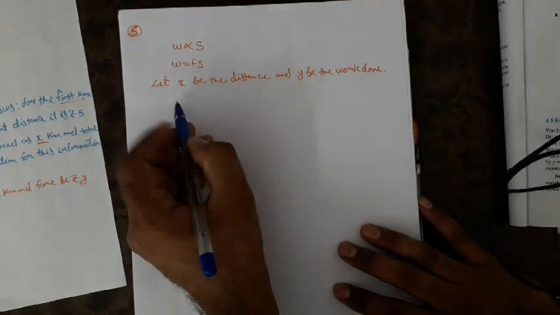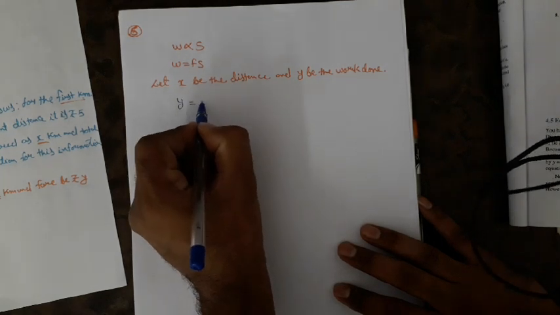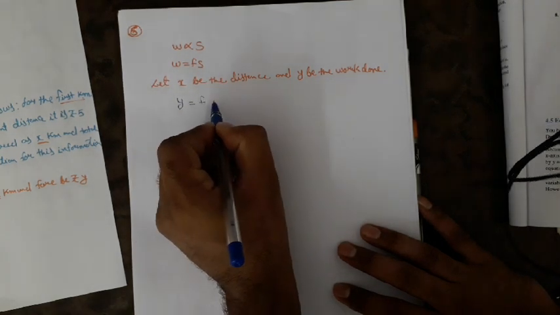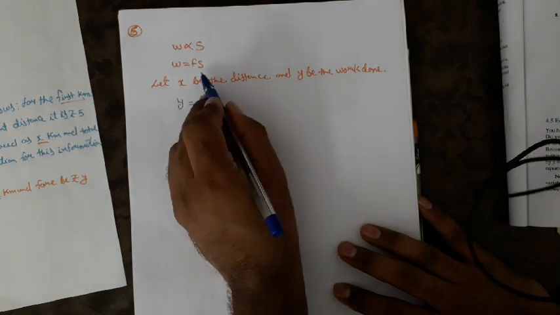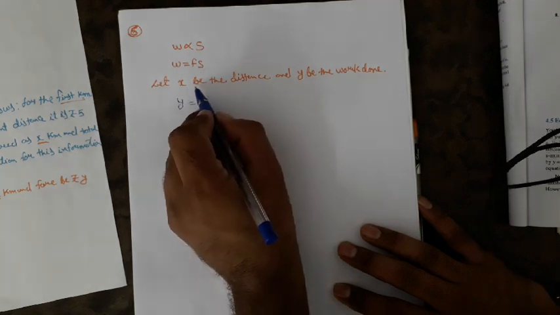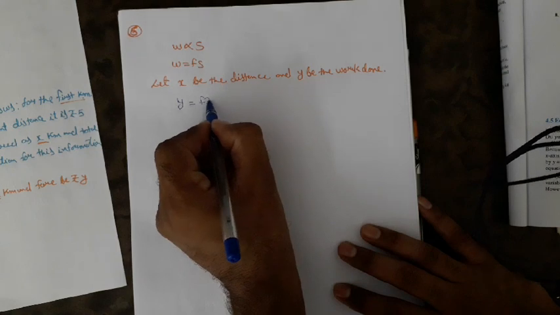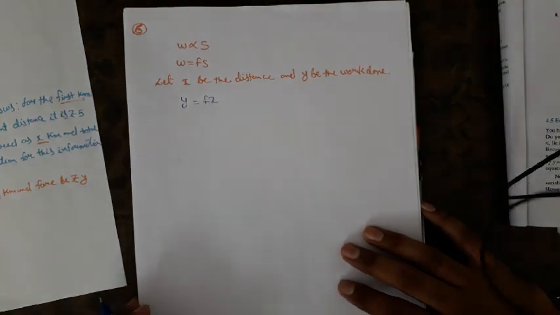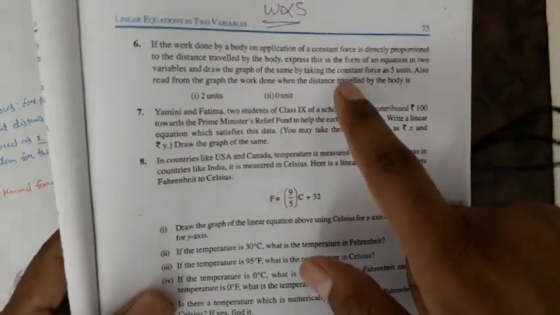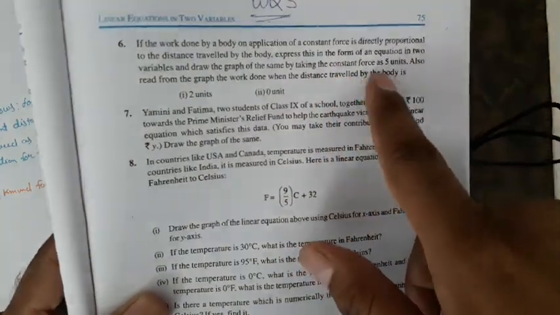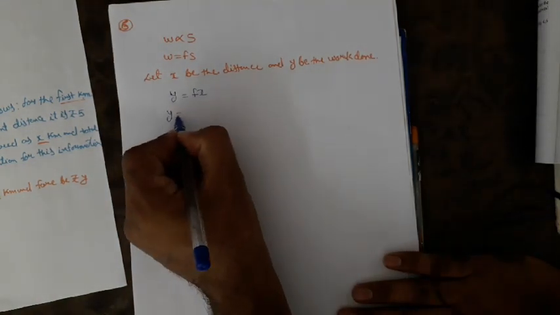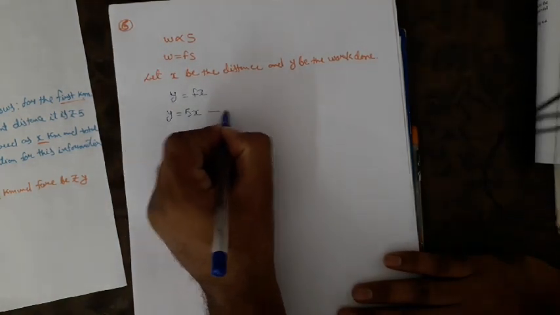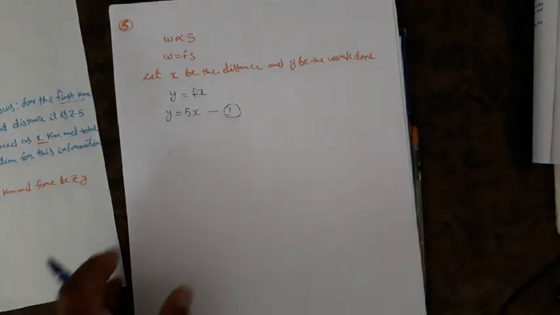So instead of W I'm taking y, equals F as it is because it is constant, and the distance traveled by the body we have supposed is x, so y equals Fx. One more thing in this question: it has already been given that you have to take the constant force as 5 units, meaning F is 5, so y will be equal to 5x. So this would be the equation of this statement.